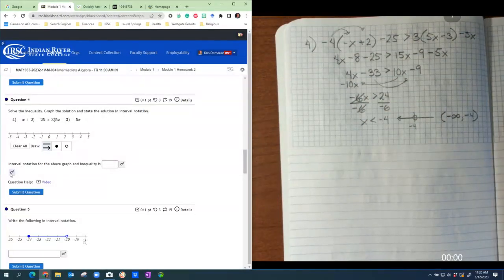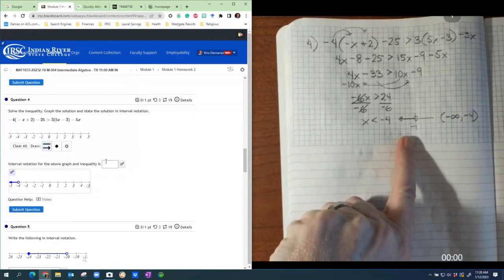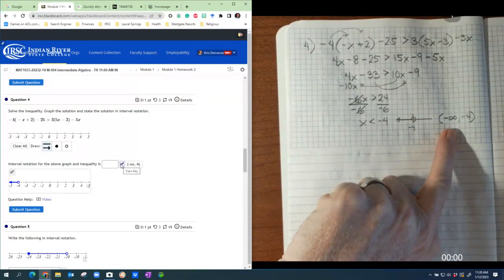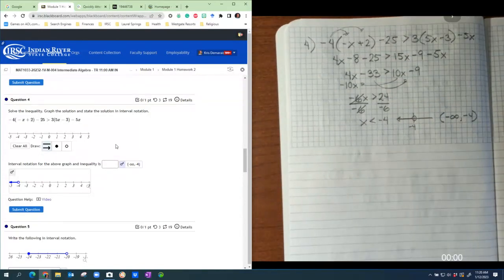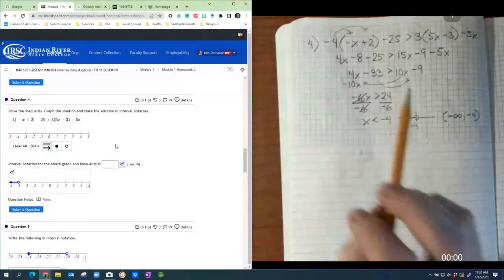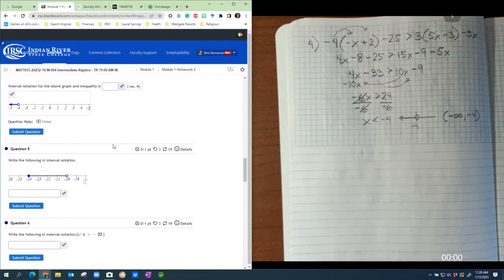So let's take a look at our answer. It looks like we have the right answer there, and then we have the right inequality, or interval notation, excuse me. Okay. So although it's busier, it's doable if you just keep calm and follow through the procedures of bringing like terms together.